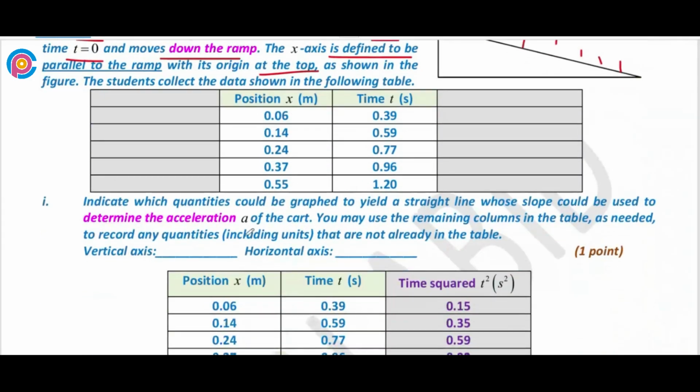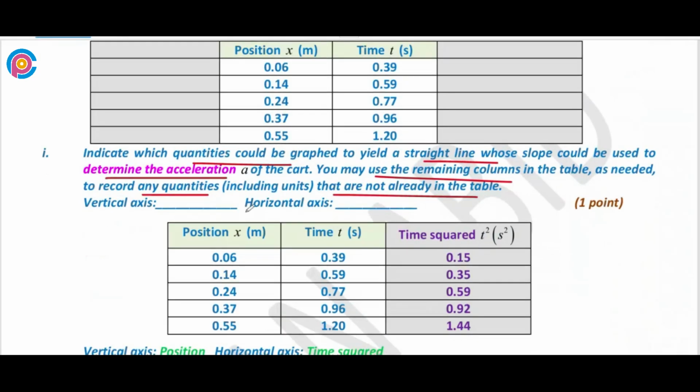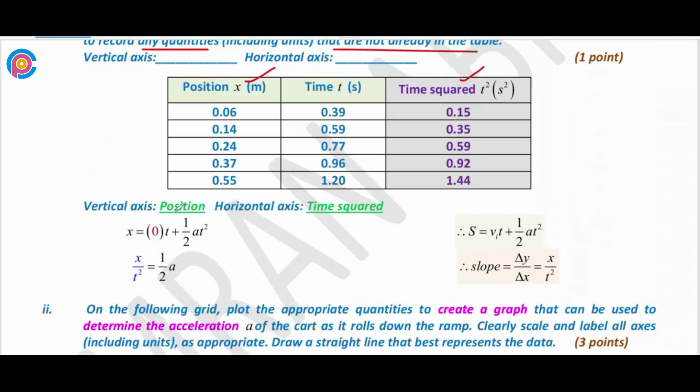Now indicate which quantities could be graphed to yield a line whose slope could be used to determine the acceleration. You may also use the column in the table as needed to record any quantity, including units, that is not already in the table. So what should be on the vertical axis, and what on the horizontal axis? I have taken time squared, t squared. So I have two quantities, position and time squared, to determine the acceleration. Position should be on the vertical axis, and the horizontal axis should be time squared.